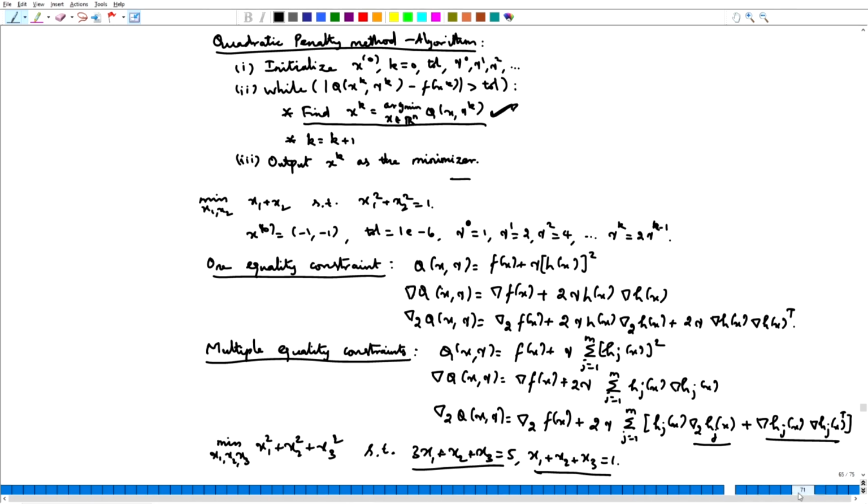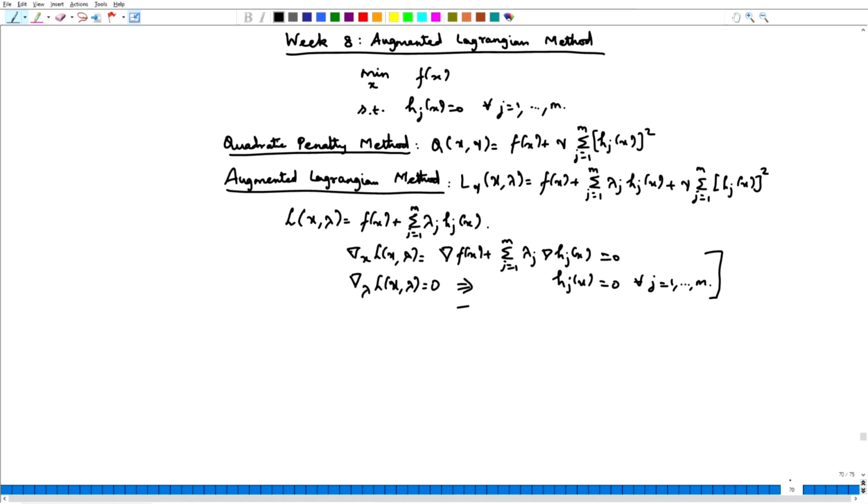Possibly I will just write that down. The minimization step will actually become x k equals argmin over x in R n of L gamma of x comma lambda, for fixed values of gamma and lambda. That is a key difference between the quadratic penalty method and the augmented Lagrangian method.